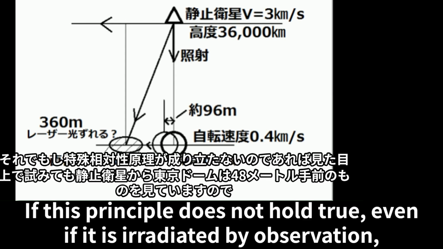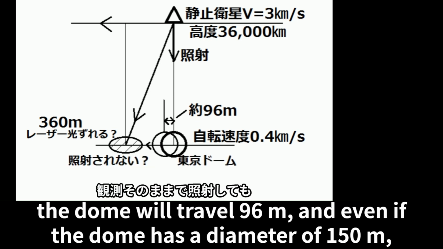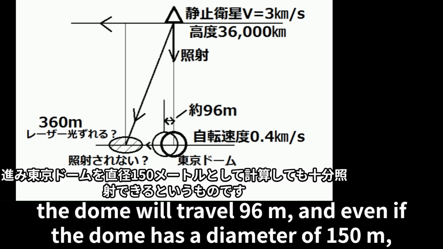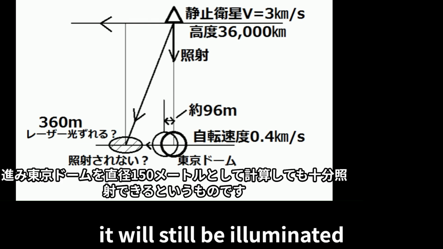What do you think? If this principle does not hold true, even if it is irradiated by observation, the dome will travel 96 meters, and even if the dome has a diameter of 150 meters, it will still be illuminated.